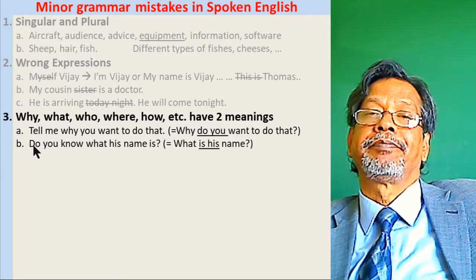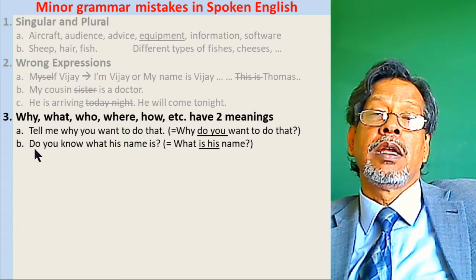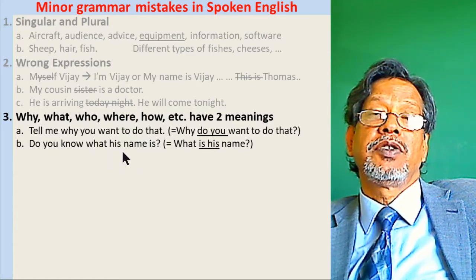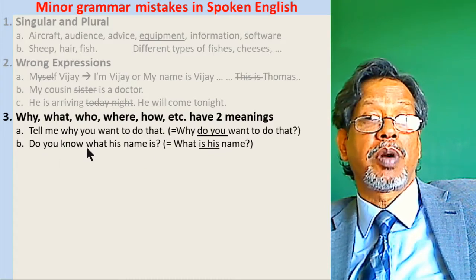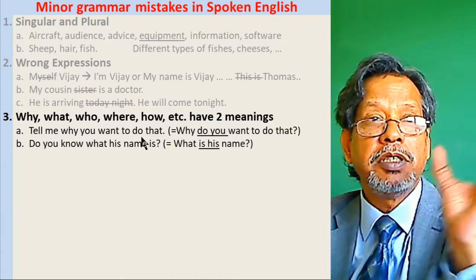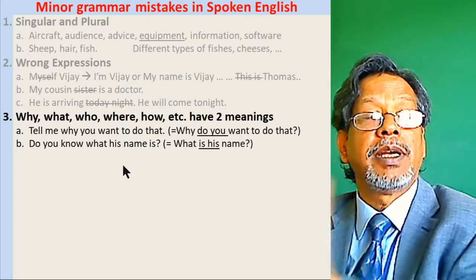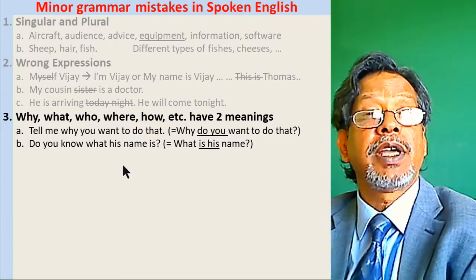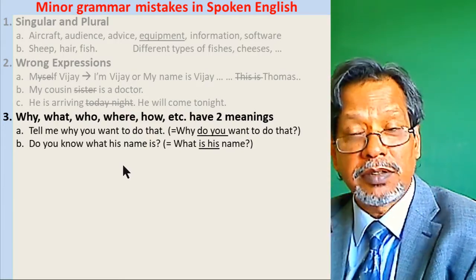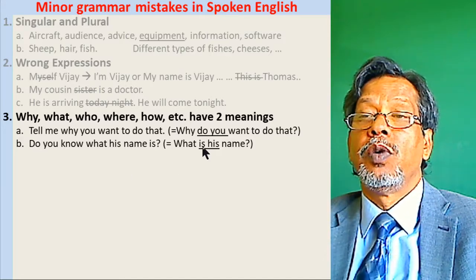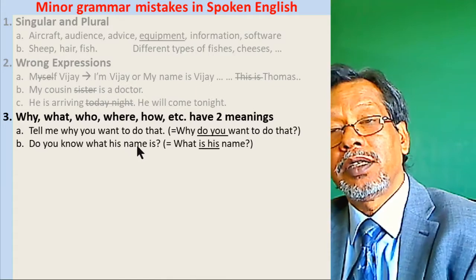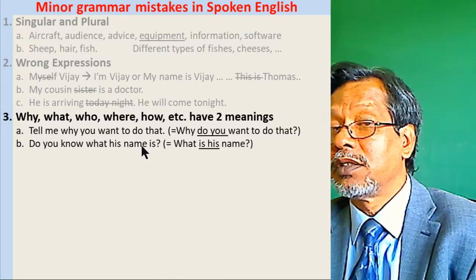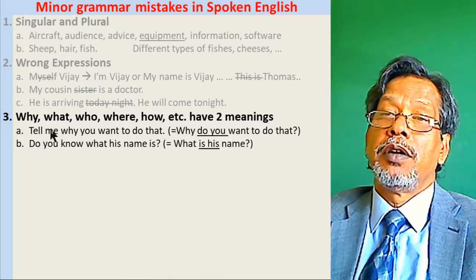All right. Do you know what his name is? Do you know is the question part, and this part is one thing. Do you know his name? Just exactly the same meaning. What is his name? If you put it here, that becomes another question. But in that, it's not grammatically right. How do you say this?